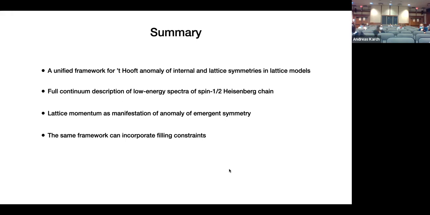Not exactly. But when translation symmetry is not onsite, it doesn't always get mapped to a pure anomaly in the field theory. Right. Is there any connection you can make to say when translation is anomalous by itself?